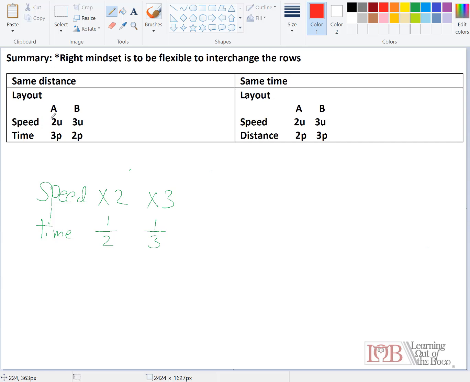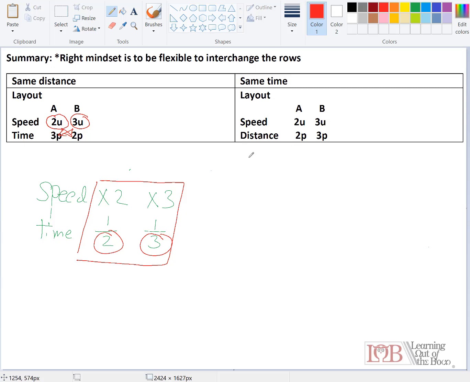So when the speed is 2u for A and 3u for B, and because of this indirect or inverse proportion, the numbers should swap. Yeah, so the ratio for speed will be 2:3, and the time ratio will be 3:2, just because of this indirect or inverse proportion. Okay.